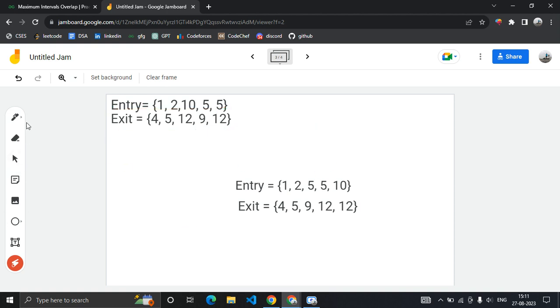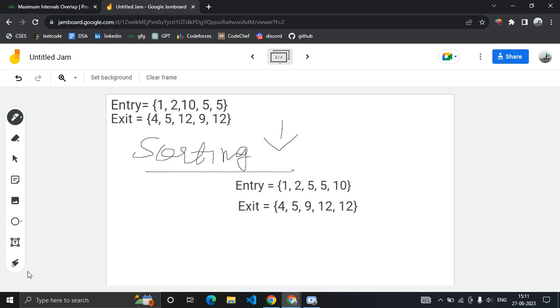After sorting, this would be the obtained order. If I sort the entry times, that is 1 2 5 5 10. Similarly for exit times, 4 5 9 12 12. Okay, I got the entry and exit times in a sorted manner.